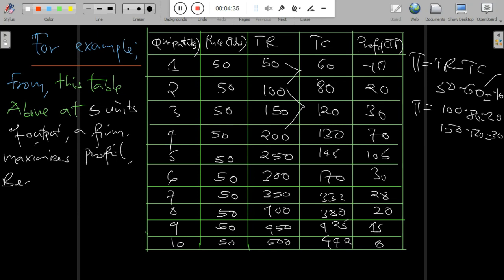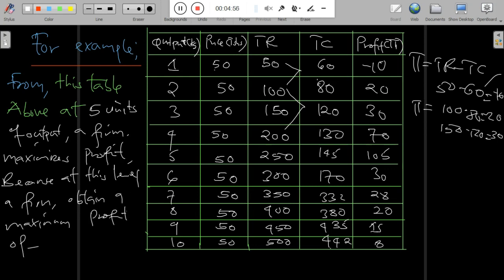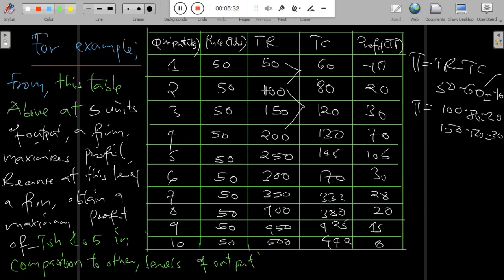Remember that the firm maximizes profit at the level of output where the difference between the total revenue and total cost is at maximum. So when you observe the table clearly, at 5 units of output, a firm maximizes profit. At 5 units of output, a firm maximizes profit, because at this level a firm obtains a maximum profit of 105 Tanzania shillings in comparison to other levels of output.